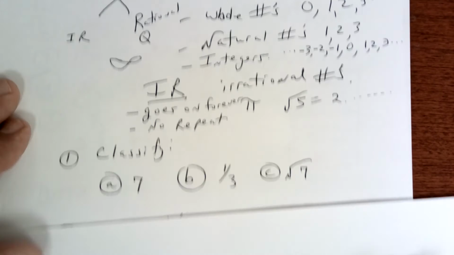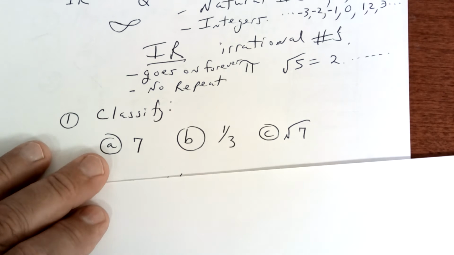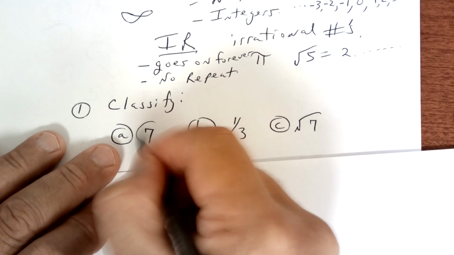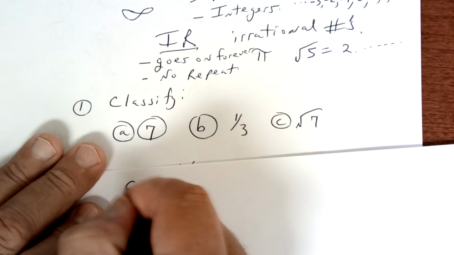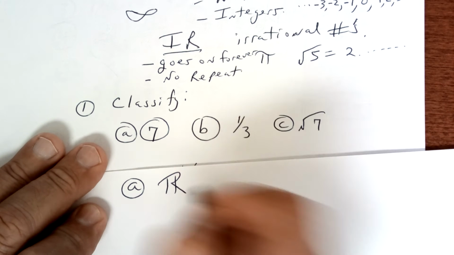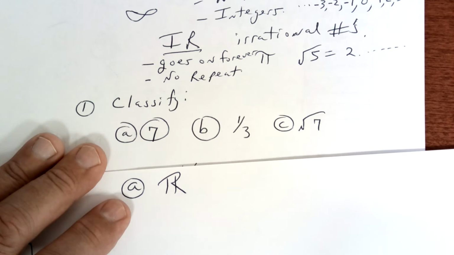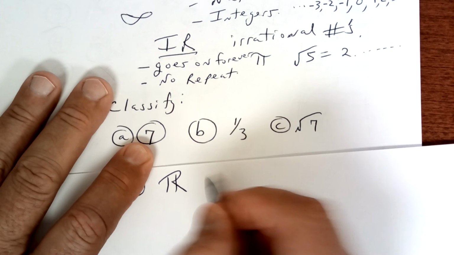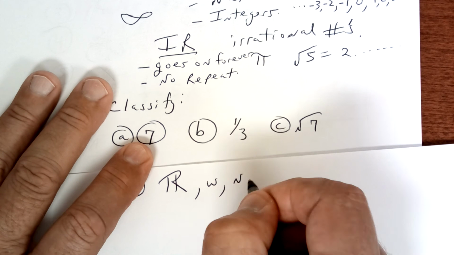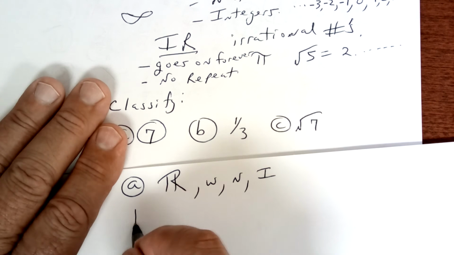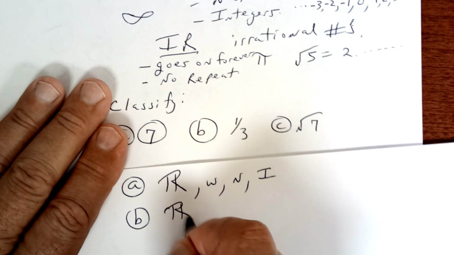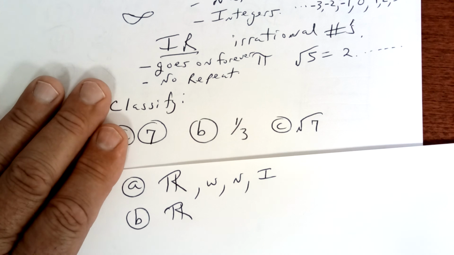Classify these numbers. Well, this right here is a real number. In fact, all of these are real numbers. Okay, so we're going to put A. They're all real numbers. 7 is a whole number. It's a natural number, and it's an integer. 1/3. Let's go to that one. It's a real number. Okay? Everything's a real number.